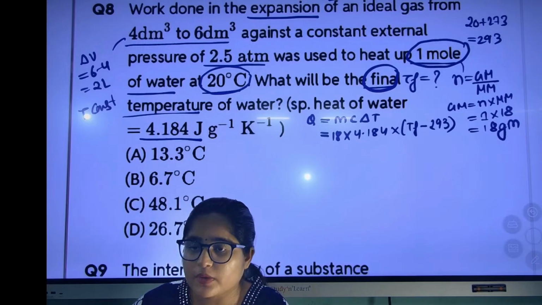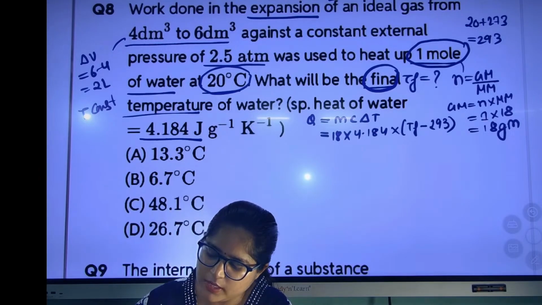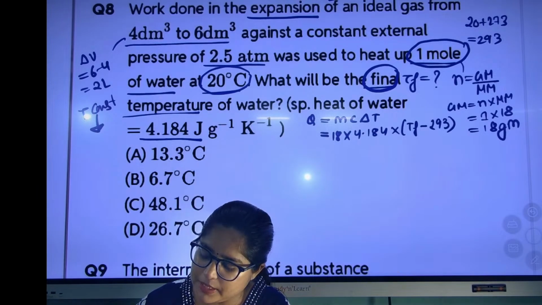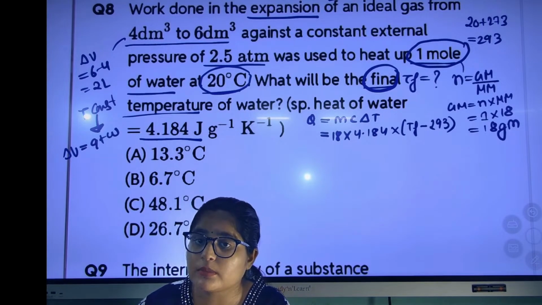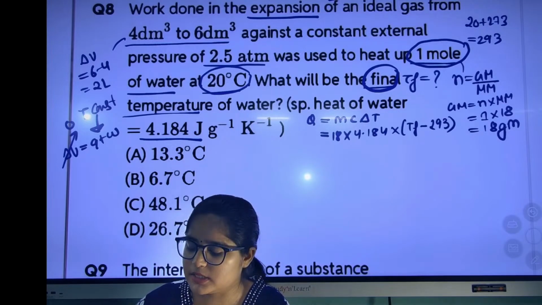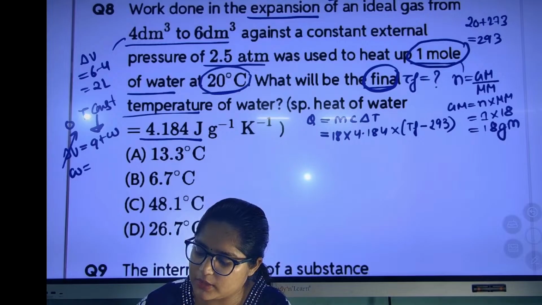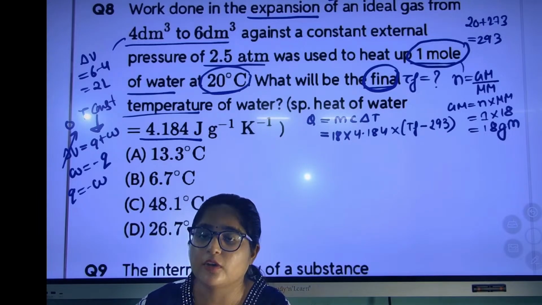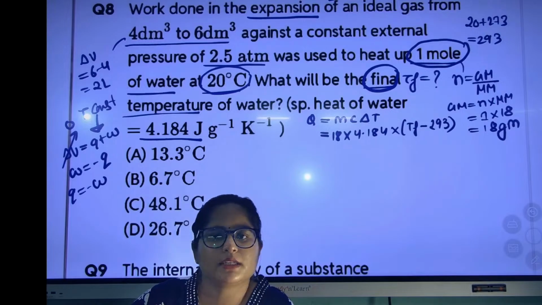Q, I don't know, so let us find out Q first. How will we find out Q? Temperature is constant, right? So delta U equals Q plus W. Temperature constant means it is an isothermal process. Isothermal process means change in internal energy is 0. So from here work done will be equal to minus of Q, or Q will be equal to minus of W.